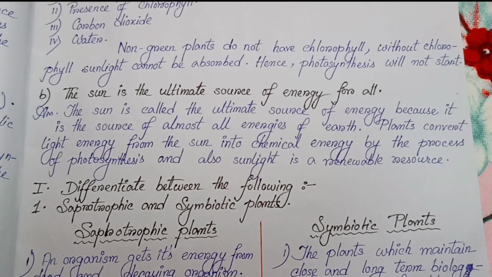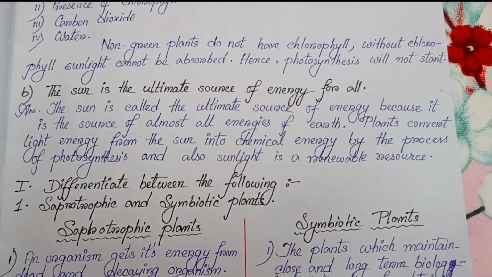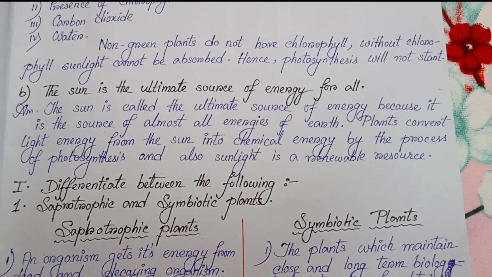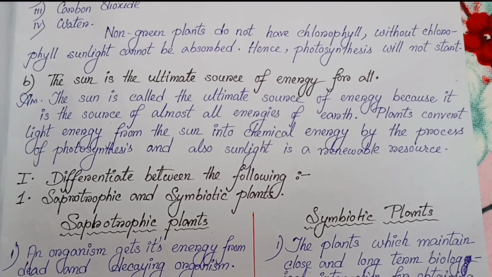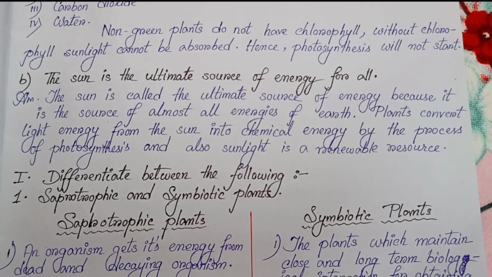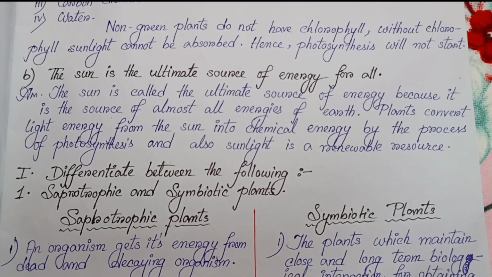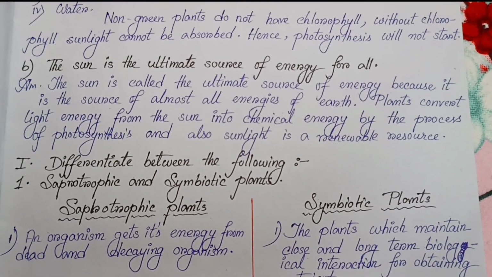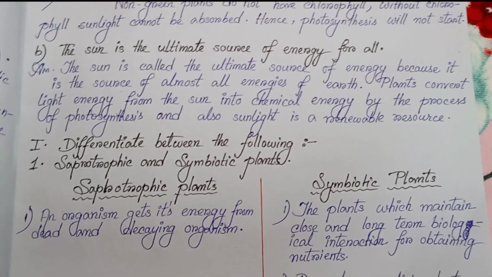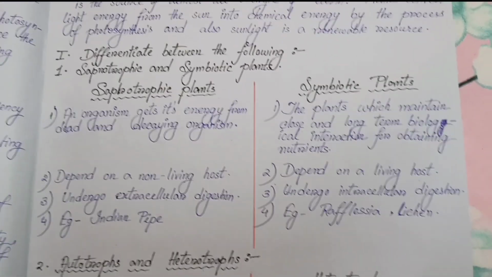Number B. The sun is the ultimate source of energy for all. The sun is called the ultimate source of energy because it is the source of almost all energies of Earth. Plants convert light energy from the sun into chemical energy by the process of photosynthesis, and also sunlight is a renewable source.